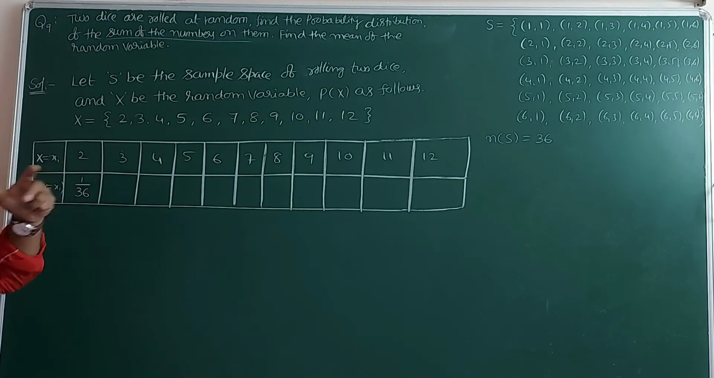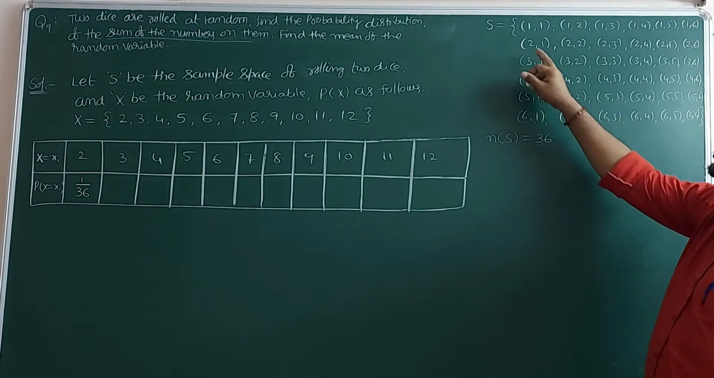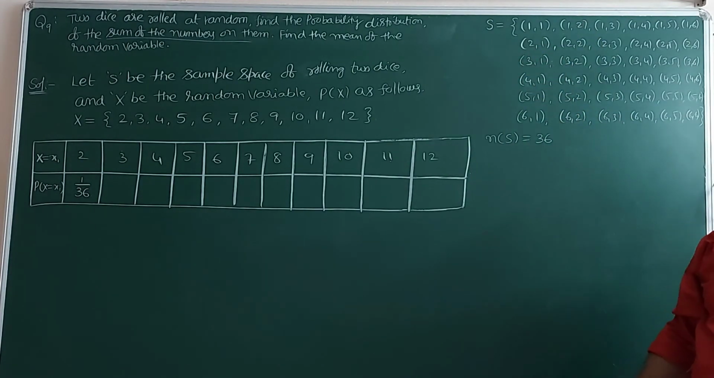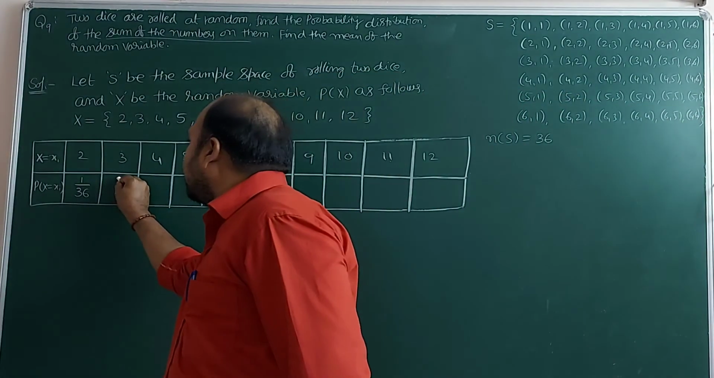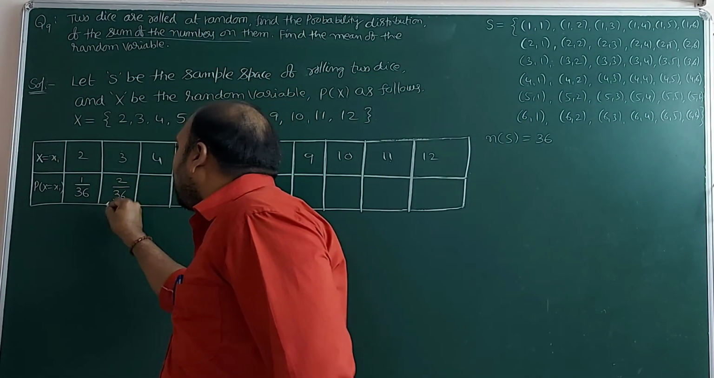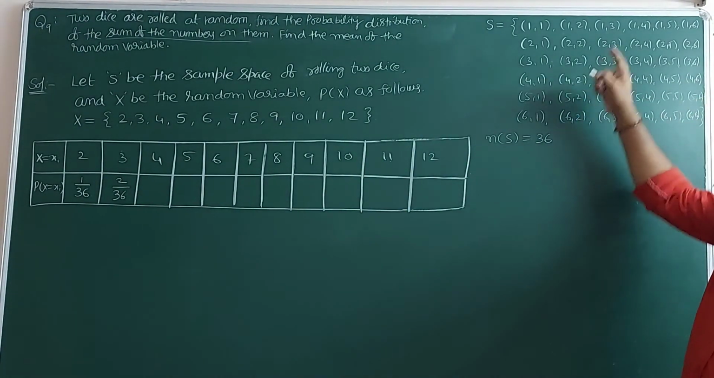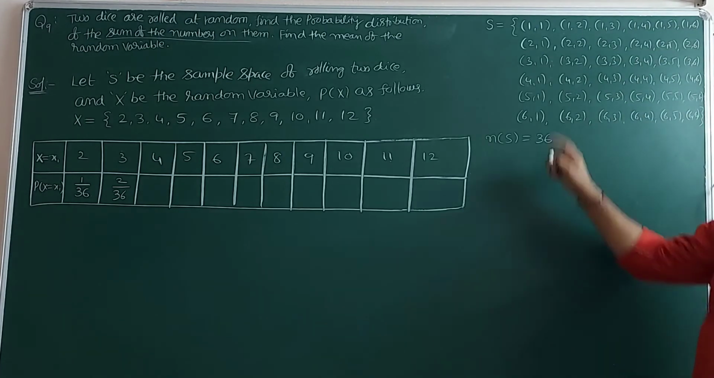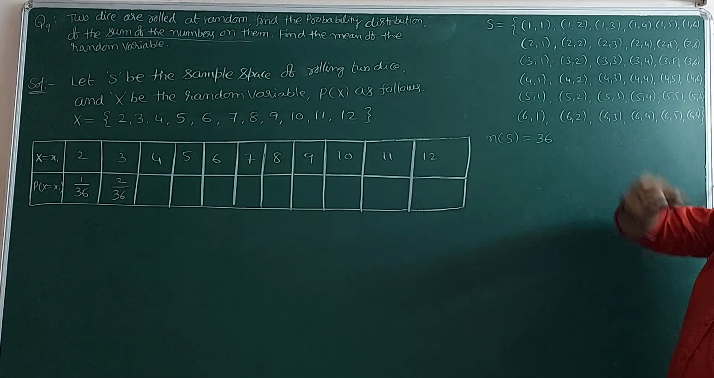Next, number 3. So observe in this table of 36: 1 plus 2, 2 plus 1. Only these two. So how many possibilities are there? 2 possibilities out of 36. We can write it as 2 by 36. I hope you understand. Next, the sum of the numbers is 4: 2 plus 2, 1 plus 3 and 3 plus 1. That is also 4 only.